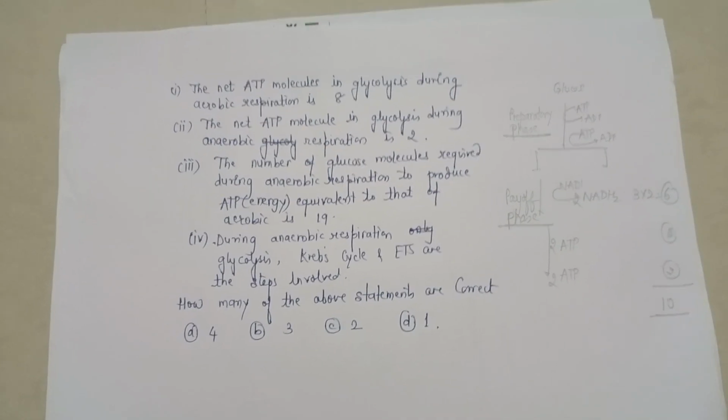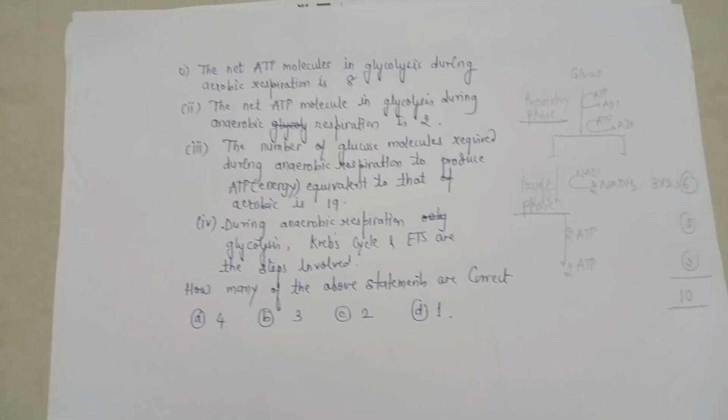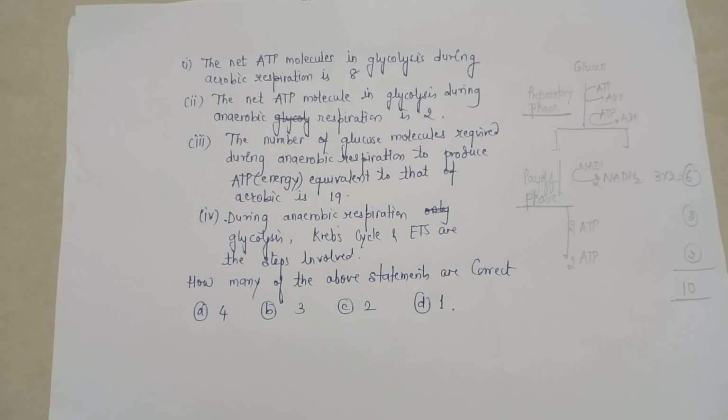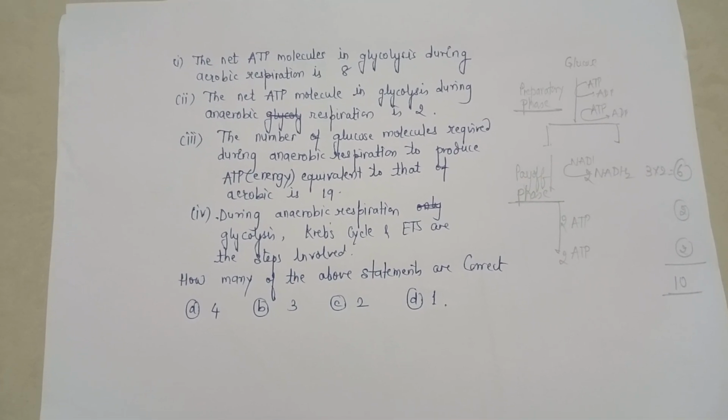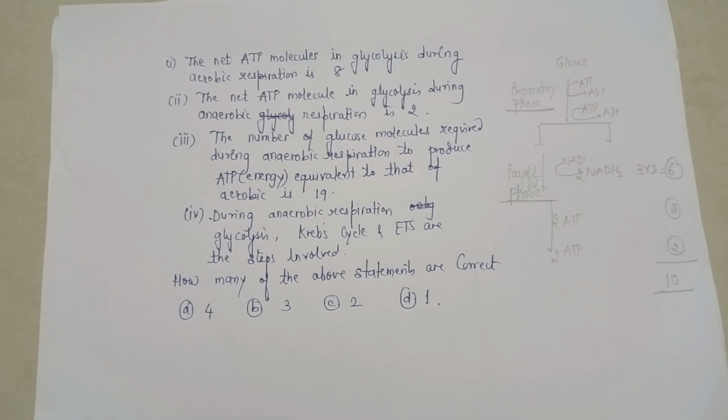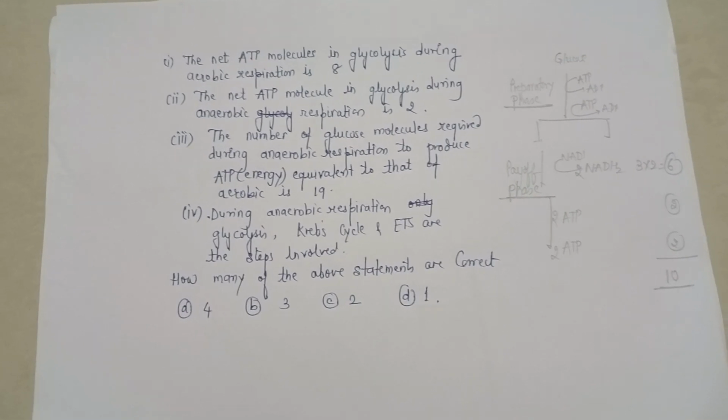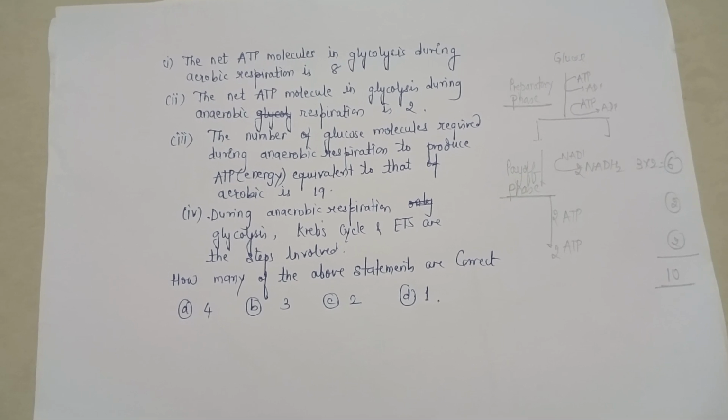Here are a few statements which are given, and they have asked you how many of the following statements or the above statements are correct. So let's check each statement one by one. The net ATP molecules in glycolysis during aerobic respiration is 8.